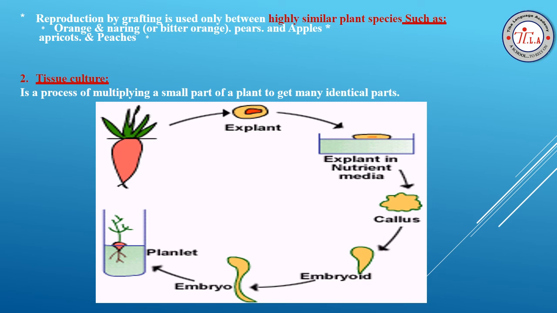Number four is tissue culture. It's a process of multiplying a small part of the plant to get many identical plants. We can take a small part from the plant and put it in a hormone solution or sugary solution, and we'll get a shoot system and a root system.